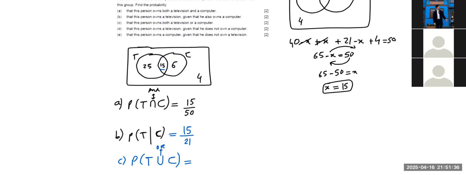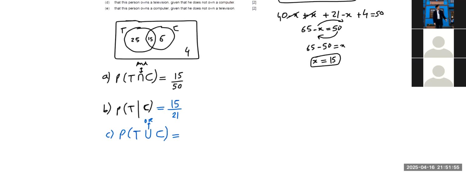In set notation, T union C means everything in T and C combined. And T intersection C means only the intersection between them. So this is T intersection C, and T union C would be everything in T and C combined. So 25 plus 15 plus 6 all over the total number of people, 50. That's like 46, I think.